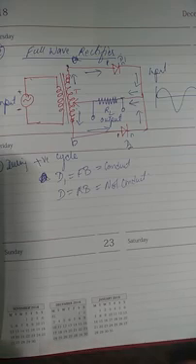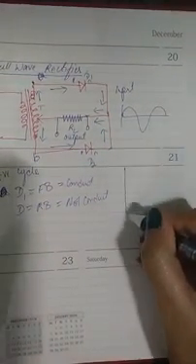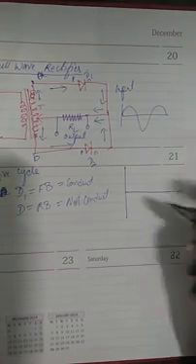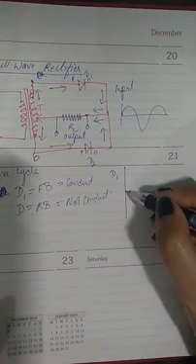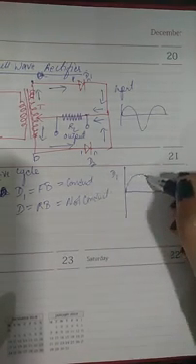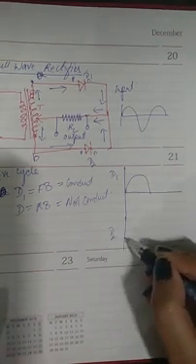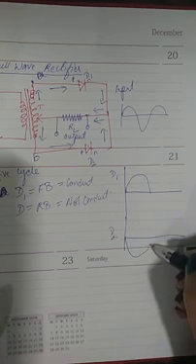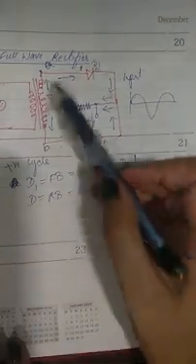So if this is the input, the output is like this. This output is for diode 1. If it is conducting, it will look like this in the first cycle. Now this one will be for D2. If it is not conducting, then it will be like this. This is in the first cycle.